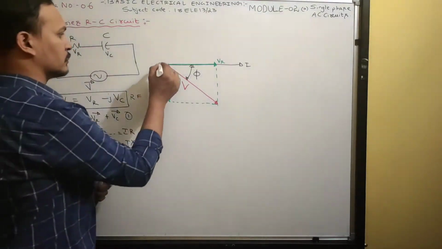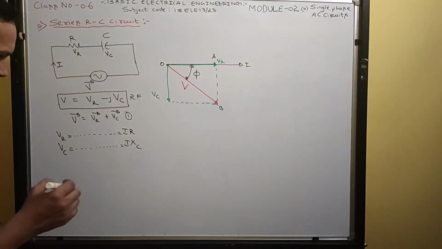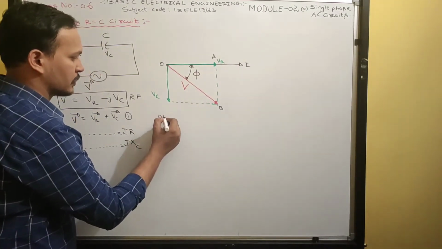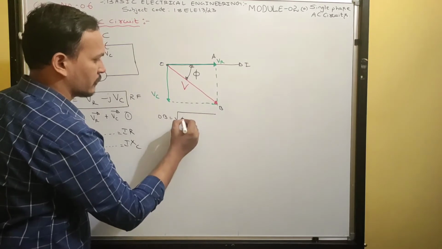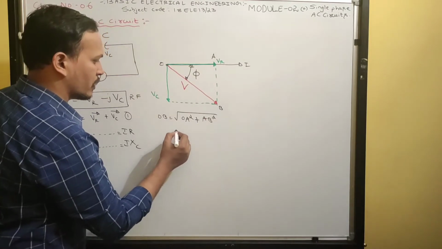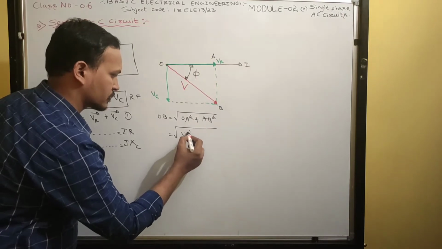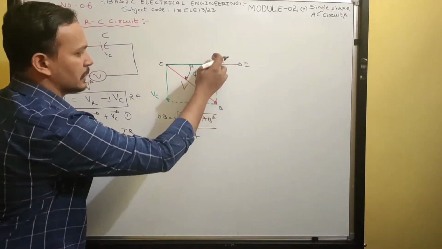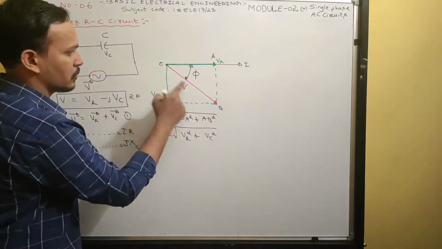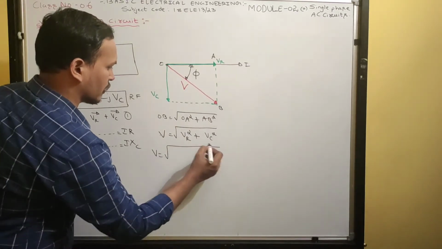Got it? Now give the names O, A and B. Now apply the Pythagoras theorem to this triangle OAB. From that we can write OB is equal to square root of OA square plus AB square. What is OA? VR. Very good. VR square plus, what is AB? AB is VC, so VC square. What is OB? V.